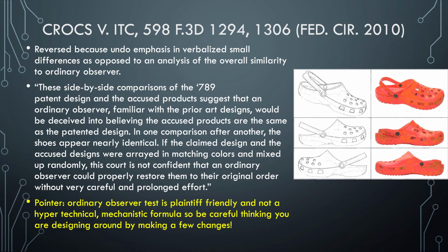And then you compared that verbal incantation of the design to the other side, and you said, oh, well, they're not the same. And that ends up getting away from the real test, which is, how does an ordinary observer just looking at the two feel about the overall similarity? And so here's what the Federal Circuit held. These side-by-side comparisons of the 789 patent design and the accused products suggest that an ordinary observer familiar with the prior art designs would be deceived into believing the accused products are the same as the patented design.